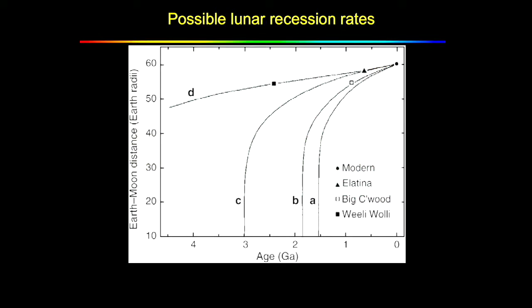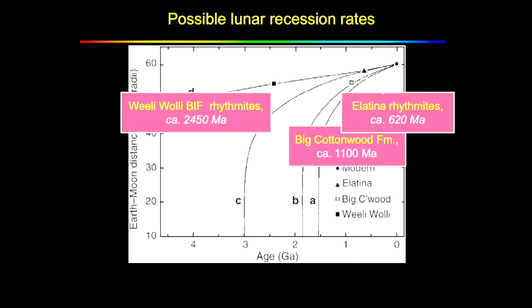Here you have our usual age axis. The present is here. And we currently have the moon sitting at about 60 Earth radii. In the geological past, it was closer, right? Going down along any of these lines. We only have those 3 data points, indicated by a triangle, a square, an open square, and a filled square. That's all we have.